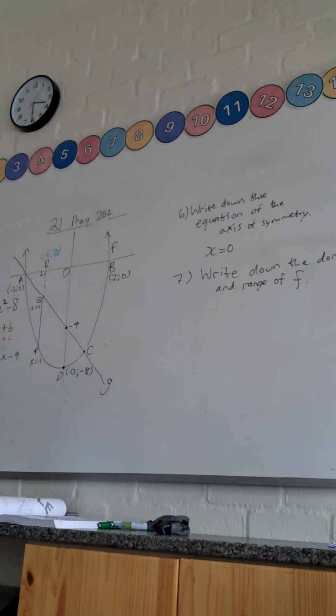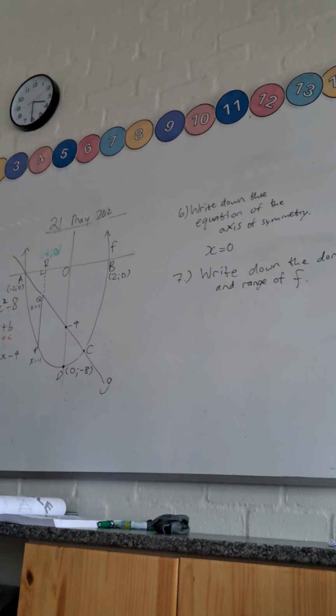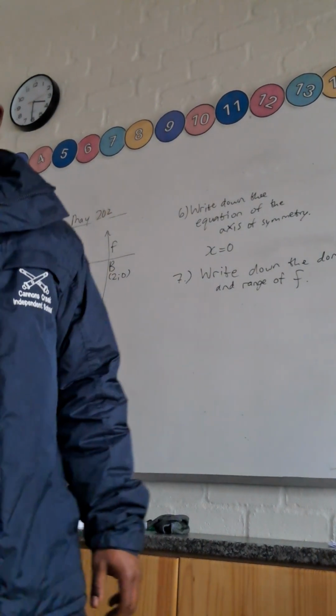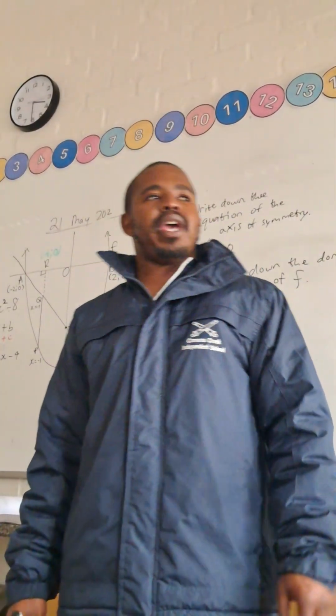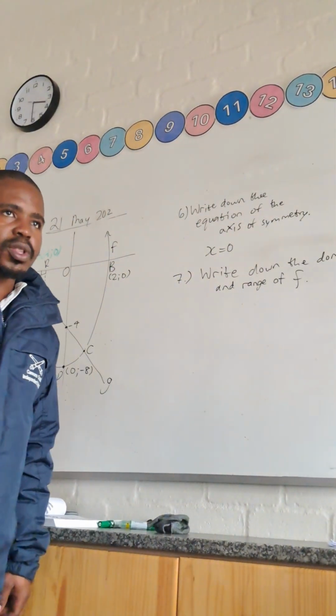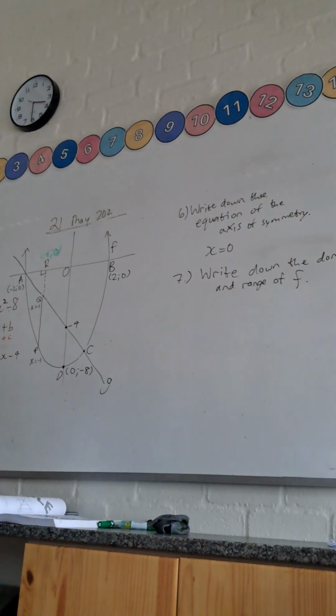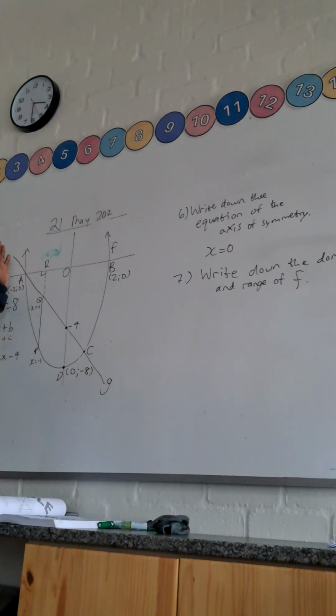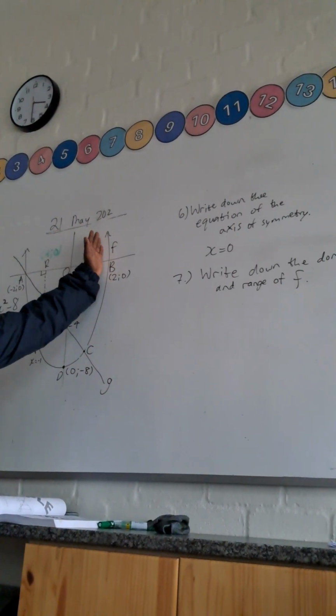Domain is the set of all the x values, right? Yeah. The range is the set of all the y values. You have forgotten this? I've forgotten this. Okay, let's look at it. Domain, you look at the graph from left to right. It's going from an arrow to another arrow.